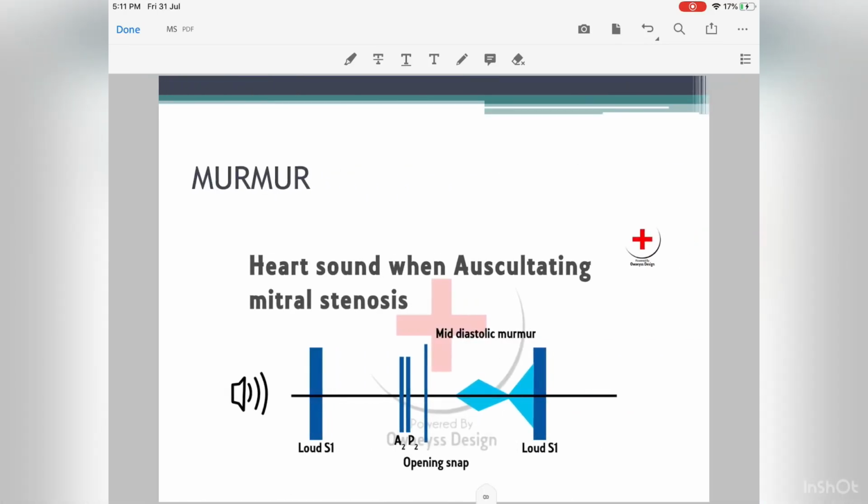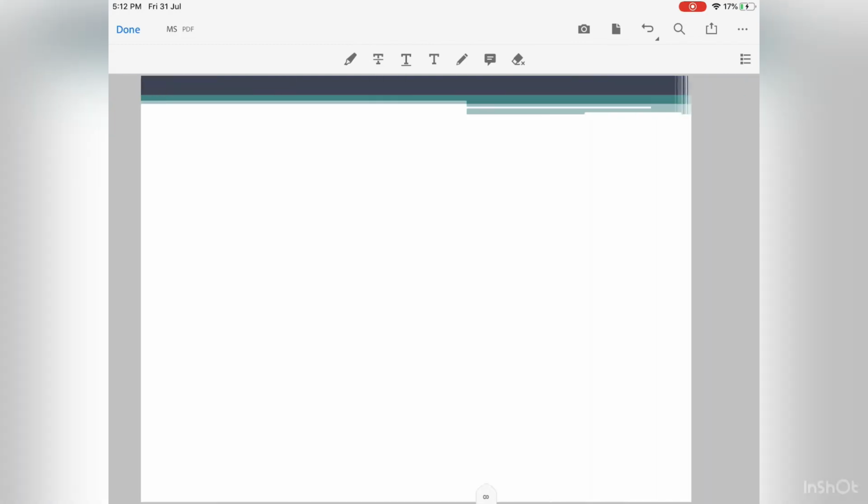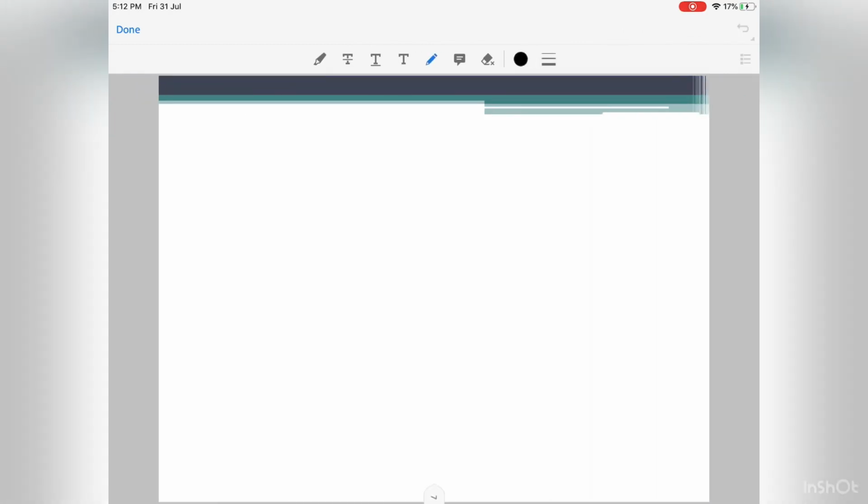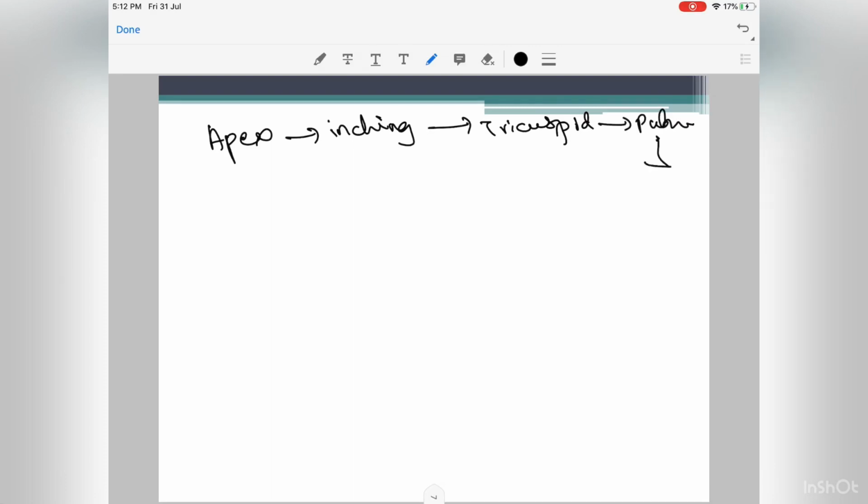Now coming to auscultation. Whenever you auscultate a patient, you follow something called the inching method of Levine. For that, you have to start from the apex and auscultate every inch of the heart. From apex, you come to tricuspid. From tricuspid, go to pulmonary area, then to aortic area. After aortic area, you come back to neo-aortic area.